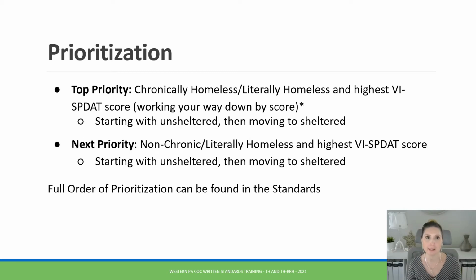Keeping this in mind, the top priority when you're thinking about those populations I just mentioned are those who are chronically homeless, and currently they're category 1, with the highest VI-SPDAT score, working your way down by score. You start with the unsheltered, and then you proceed the same way, moving to the sheltered. The next level of priority would be the non-chronic households that are literally homeless, or category 1, and the highest VI-SPDAT score as well. Starting with unsheltered, but then moving toward the sheltered homeless.